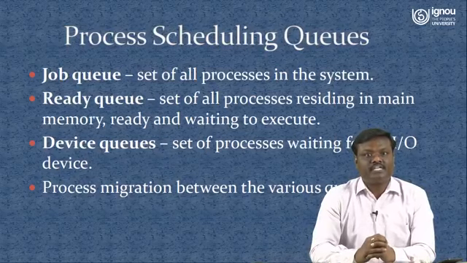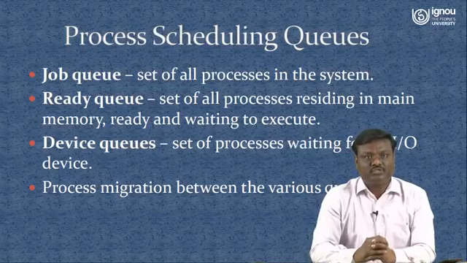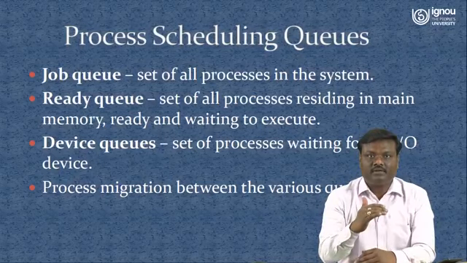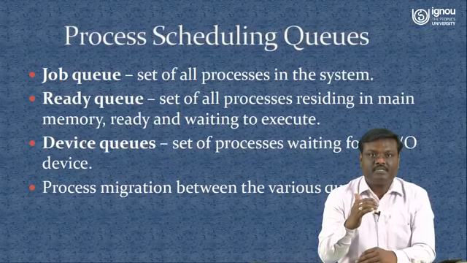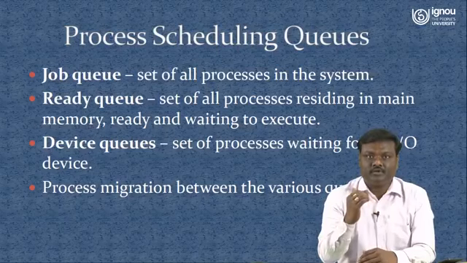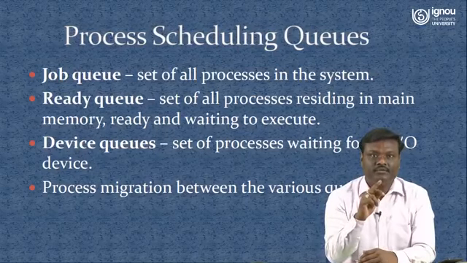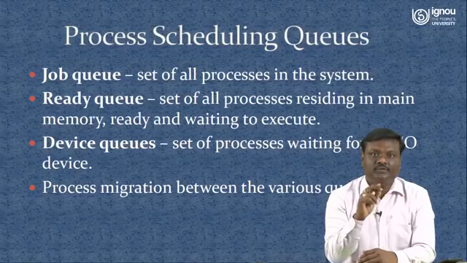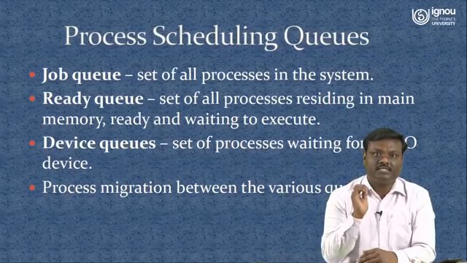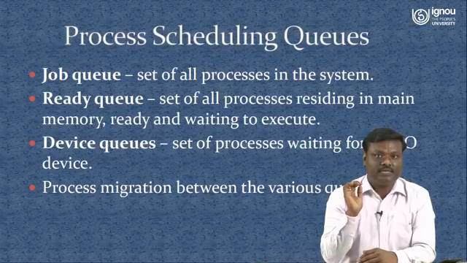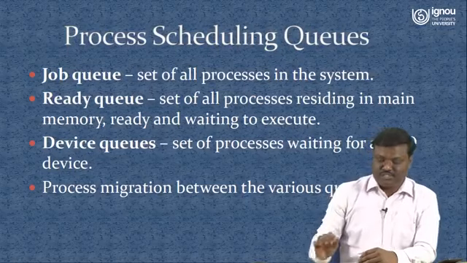Then there is process migration between the various queues. Once the resource has been attached and things have happened successfully, suppose the printing job is done for process 1. It should be transferred back to the ready queue, and from the ready queue the CPU will again be attached by loading the concerned PCB and executing the next instruction.